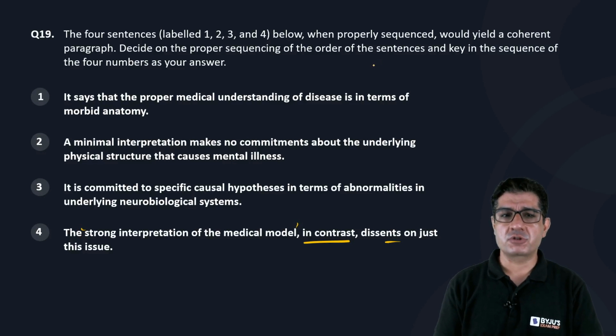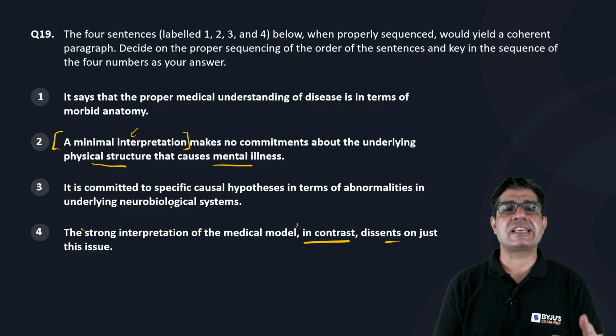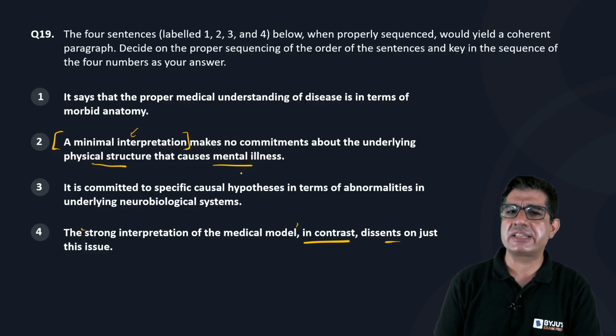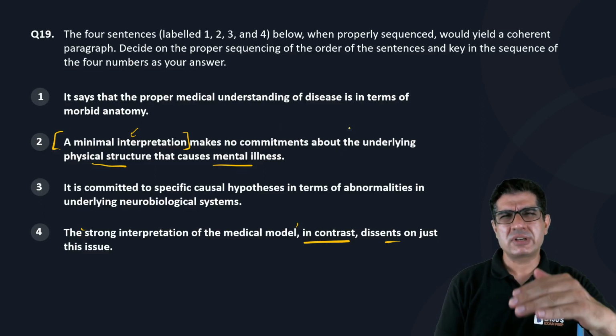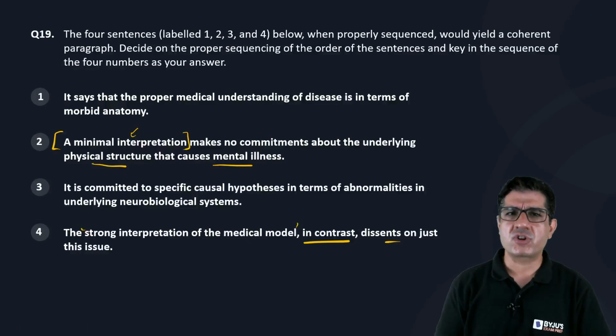So I just looked at the other three sentences to see if there is some other interpretation that is mentioned that we can contrast with, and I found that sentence 2 talks about a minimal interpretation, and there is also a contrast. So look at minimal interpretation. It says it makes no commitments about the underlying physical structure that causes mental illness. Strong interpretation dissents on just this issue. So if it dissents, what will it say? It will say that, hey, mental illnesses do depend on the underlying physical structures, right? So one thing that I know is that we definitely need to put 2 before 4.